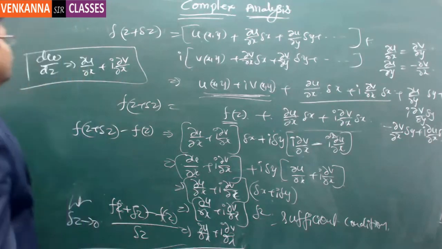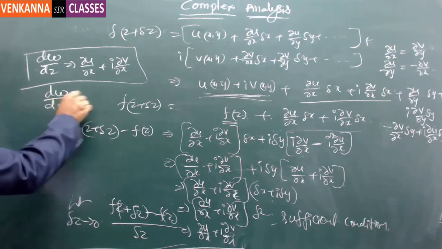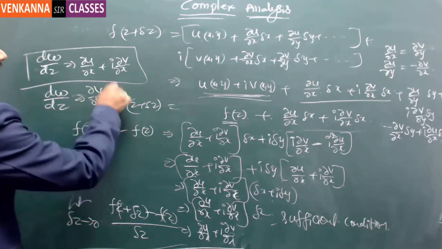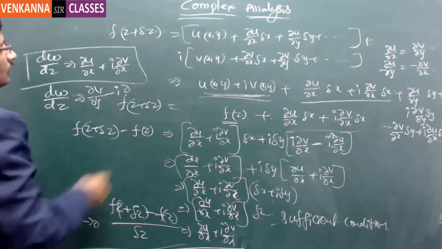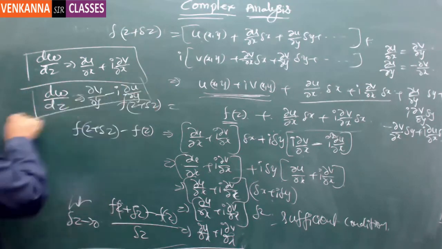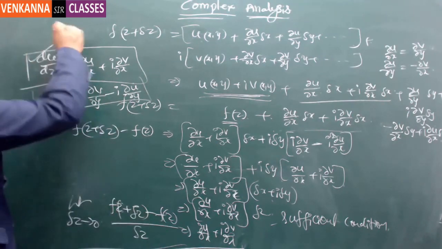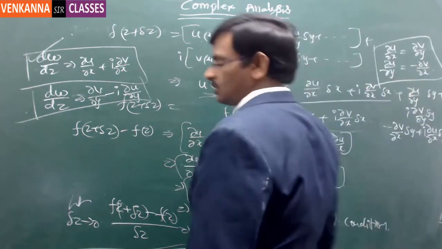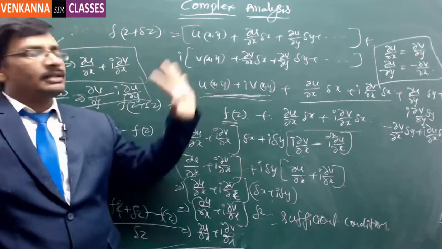Got it? So if you apply the CR equations on the same thing, dw by dz is equal to dou u by dou x, which can be written as dou v by dou y, plus i times dou v by dou x, which can be written as minus i times dou u by dou y. You can write either way, both are the same. So just replace with the CR conditions, both are one and the same. But in short, you can remember only one like this, and the CR equations here, you need to remember both. So these two are a must. That's why you have to remember both the derivative value and the CR equations.